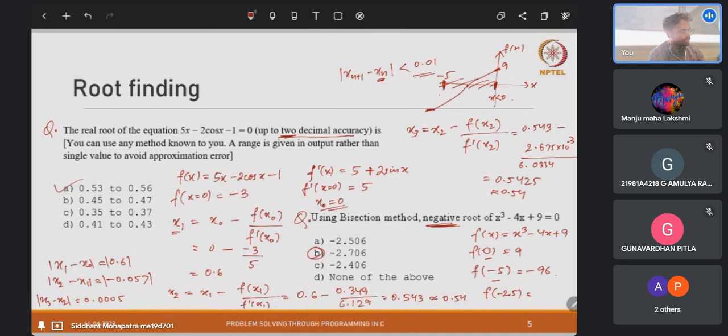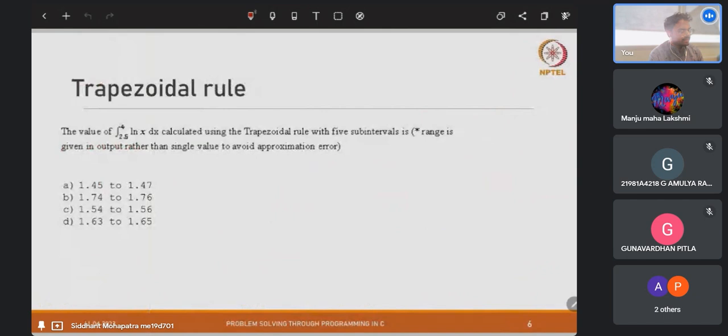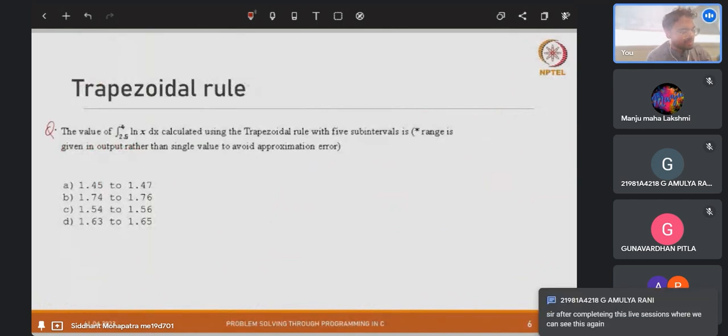Alright, so we have another question on the trapezoidal rule, which means we are doing integration again.